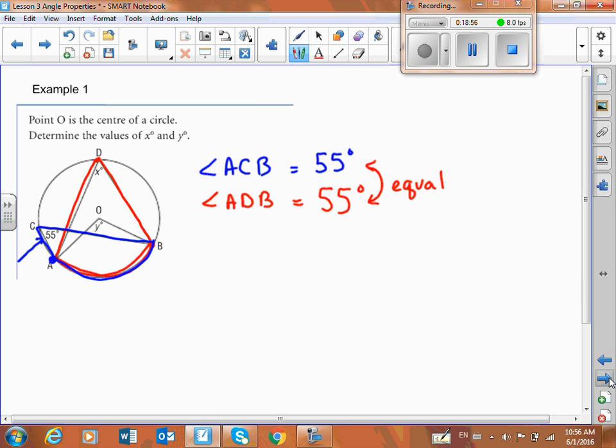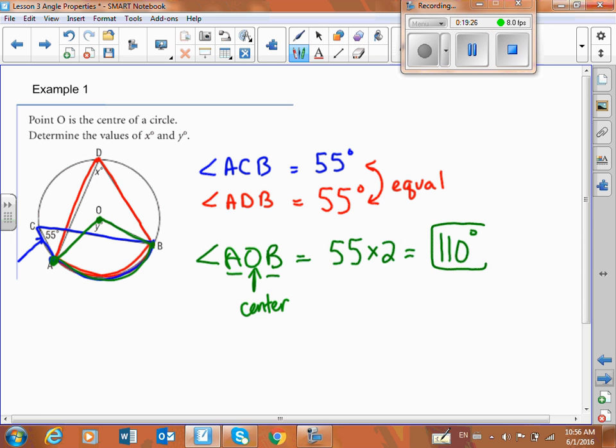So y here in the middle is angle AOB. Same endpoint, same arc. But the biggest difference is that O is the center of the circle. And because O is the center of the circle, we know that the central angle has to be 2 times the inscribed angle. So the measure of that central angle is going to be 110 degrees. Okay. Right, example 2.